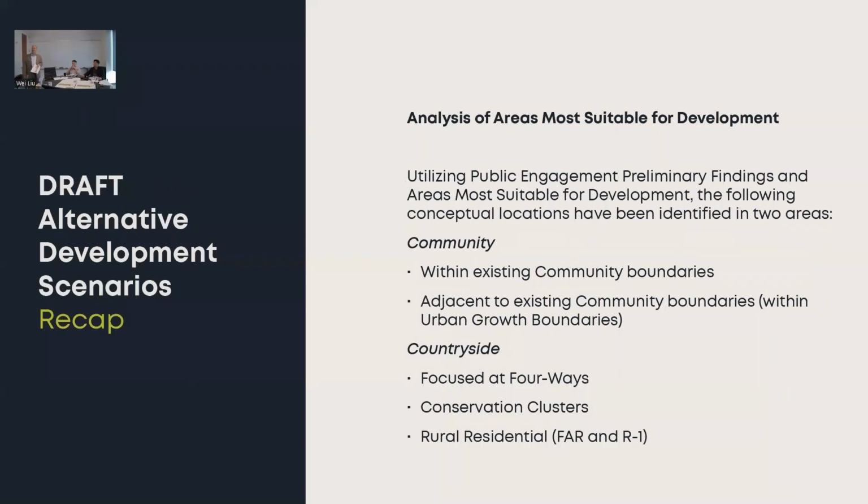Next slide. So we talked about this last time a little bit, where that community growth should occur, both within the community and countryside, within your existing municipal boundaries and adjacent to those, and then down in the countryside. Focus on 4 ways like Charleston and some of the others. And then conservation clusters, which would be where a certain percentage of land might be developed. Let's say 25% of the land might become residential, clustering that development so that the areas around it or natural farmland can be preserved. And in the typical pattern, which is your FAR and R1 zoning, we have a map that will show that as well. Next slide.